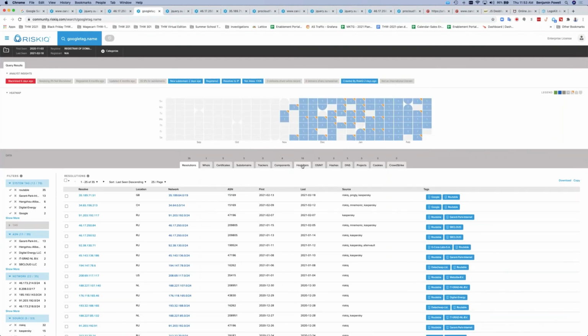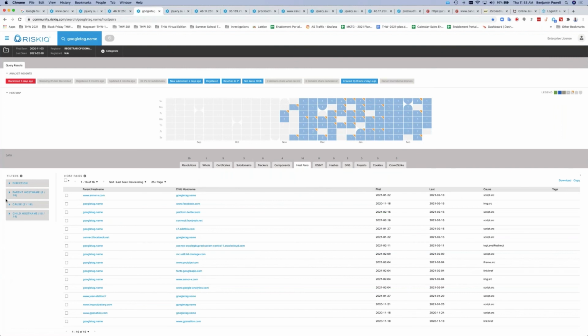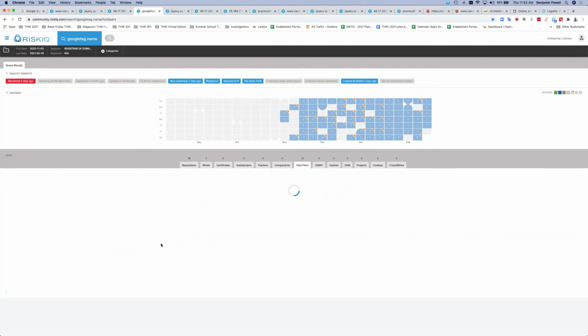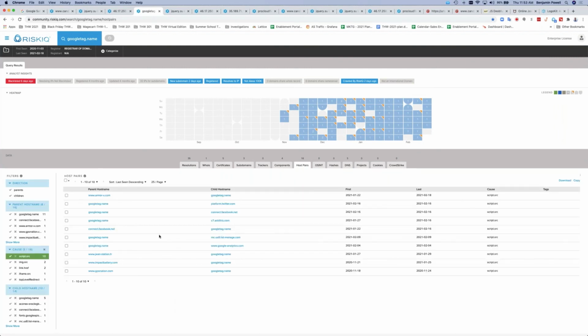So let's look at the host pairs. Okay, and from the host pairs, I'm going to look at scripts. So if I take a look, I see jeans.station.fr, so this is someplace in France, Impact Battery, GPS Nation, Armor-X. So all of these are pulling scripts from here. So I don't know if they're good or bad. Let's start on this one, okay? So I'm going to right click and open up on this one. So this was just blacklisted 6 days ago. So I'm going to open this one up.